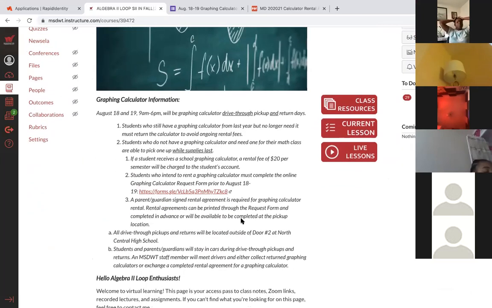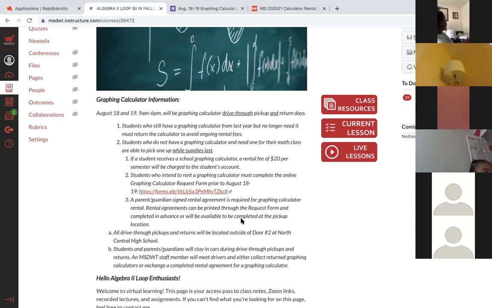So graphing calculator information. On August 18th and 19th from 9 a.m. to 6 p.m., we will be distributing graphing calculators, drive-through pickup and return days. Students who still have a graphing calculator from last year but no longer need it must return the calculator to avoid ongoing rental fees. Students who do not have a graphing calculator and need one for their math class are able to pick one up while supplies last. If a student receives a school graphing calculator, a rental fee of $20 per semester will be charged to the student's account.